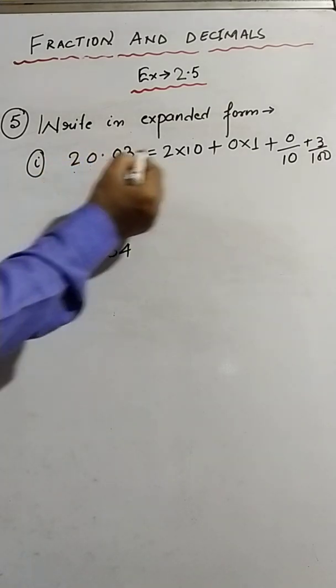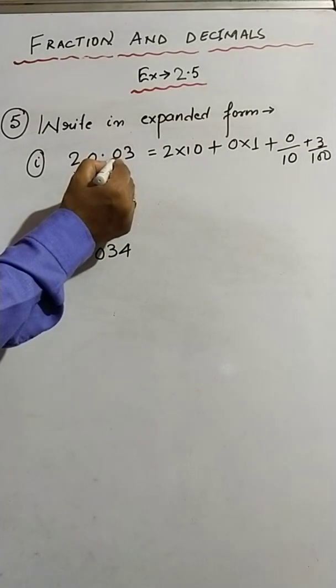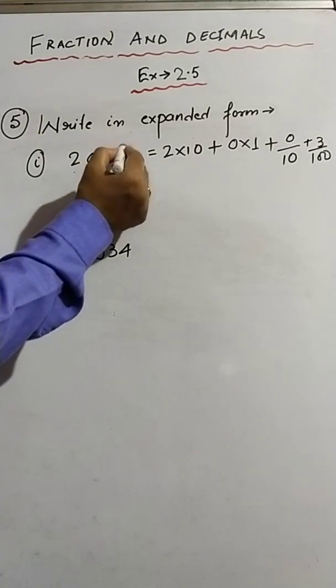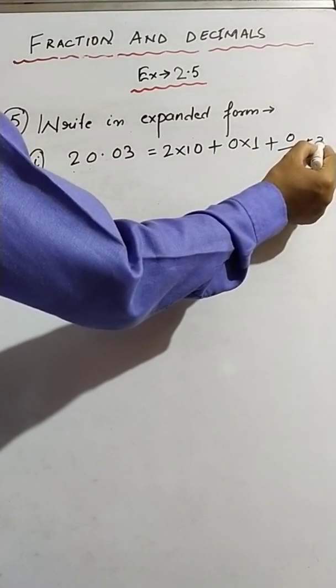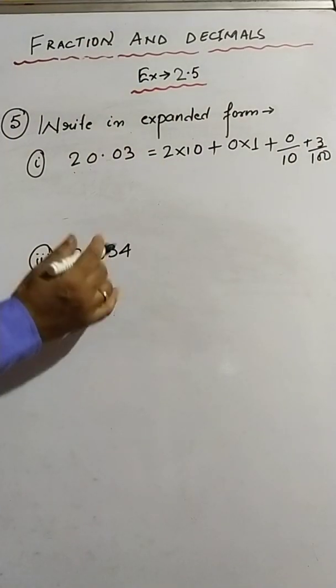Now why has this 0 been divided by 100? Because the place value of this 0 is 10th. And what about this 3? The place value of this 3 is 100. So that is the reason we have divided this 3 by 100. The same thing we'll do here also.